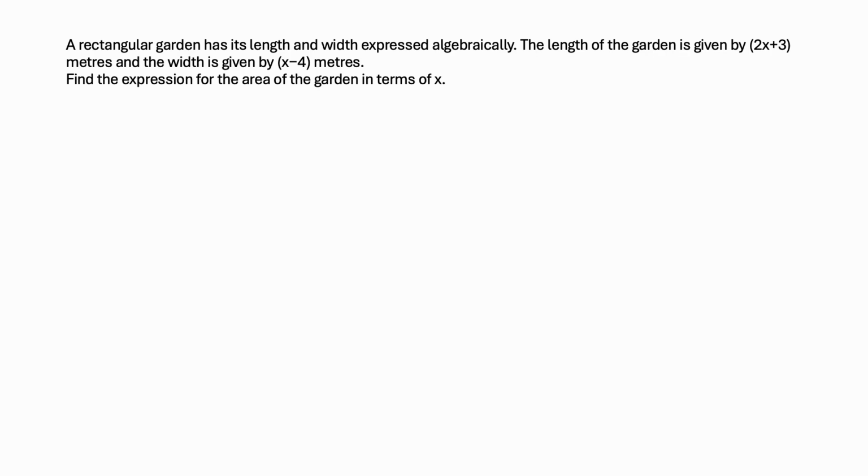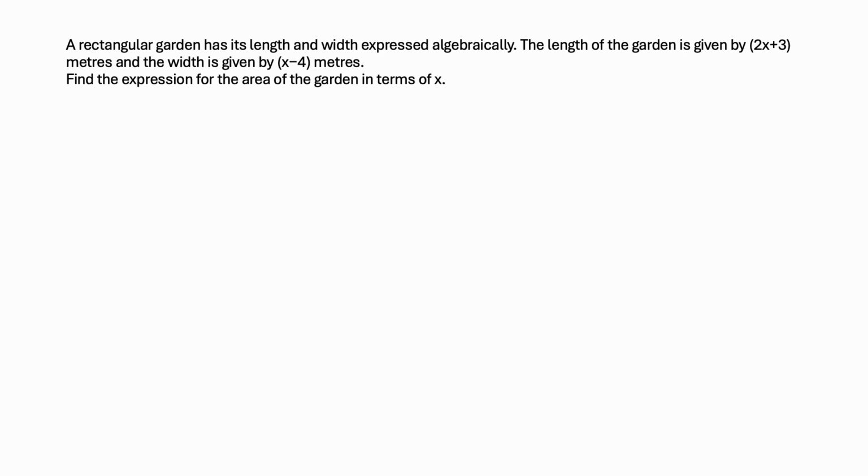Okay, now we've got a bit of a wordy question. A rectangular garden has its length and width expressed algebraically. The length of the garden is 2x plus 3 meters and the width is x minus 4 meters. Find the expression for the area of the garden in terms of x.